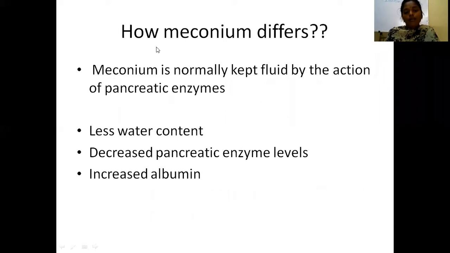So how does normal meconium differ from the meconium in meconium ileus patients? Meconium is normally kept fluid by the action of pancreatic enzymes. As we know, this pancreatic enzyme deficiency is present in the patients of meconium ileus. The meconium in meconium ileus will have less water content, so it will be thick, paste-like and viscid. Decreased pancreatic enzyme levels and increased albumin all lead to thick meconium, which gets accumulated in the terminal ileum.